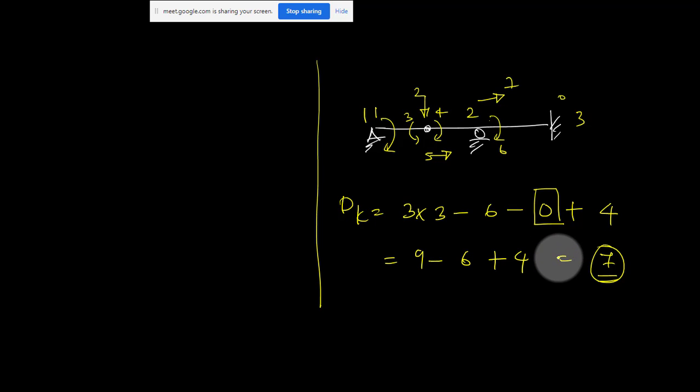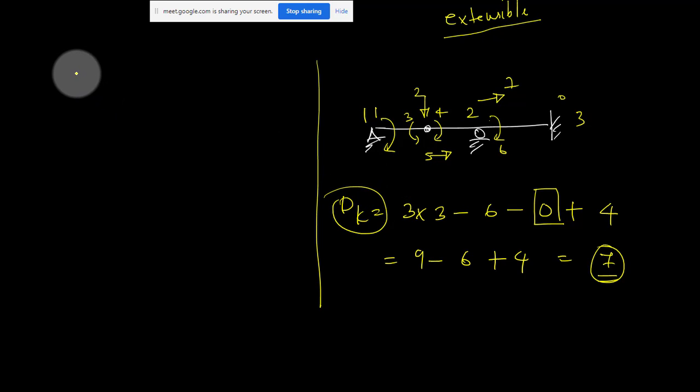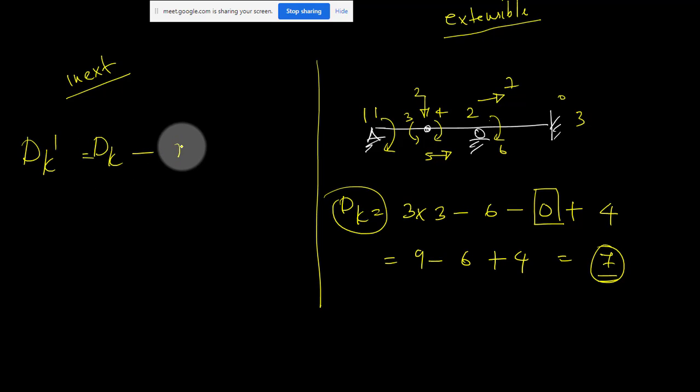So in the question, if nothing is mentioned, you will take members as extensible. Okay, members are extensible. If suppose in this question members are inextensible, what is the difference? Your answer will be DK dash, the DK minus the number of members. That is the only difference.